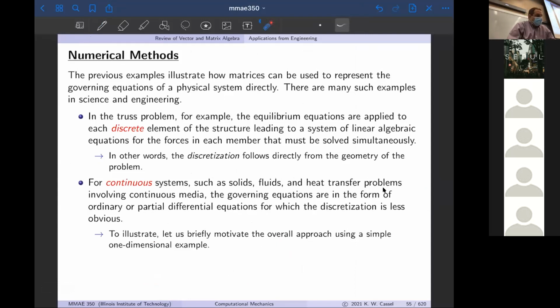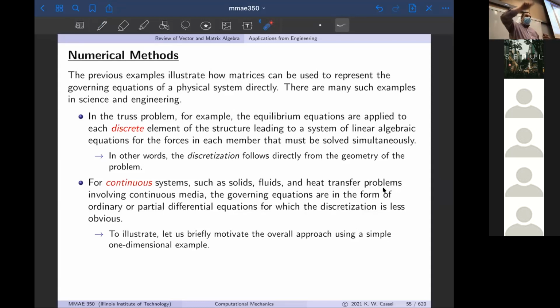All right, so those are cases where the discretization is natural for the system itself. So the springs and masses are discrete objects. I go to Home Depot and I go to the spring aisle and I get my 2 springs. I go to the mass aisle and I get my 2 masses. They're discrete objects, they're different. So the discretization of the system is natural. It comes directly from the nature of the system itself, just like the truss.